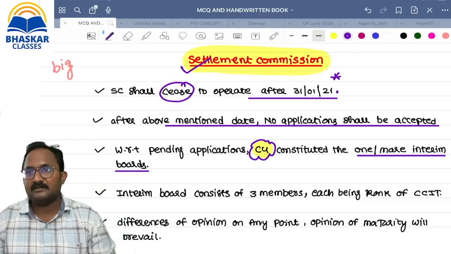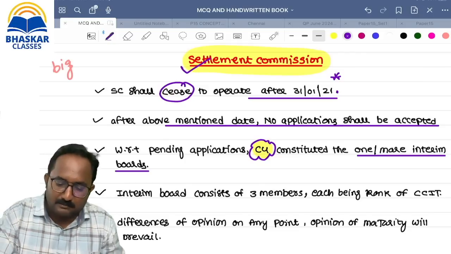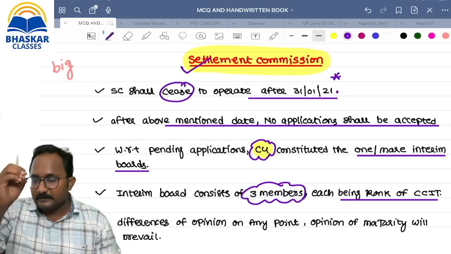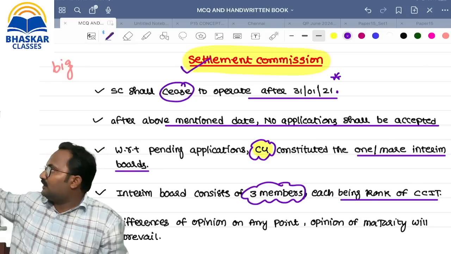One or more interim boards means for this purpose only we constituted some boards, ma. A group of members is constituted. Group means nothing but how many, ma? 3 members, each being of the rank of what, ma? Chief Commissioner of Income Tax. For resolving the pending applications before the Settlement Commission, we constituted some interim boards.